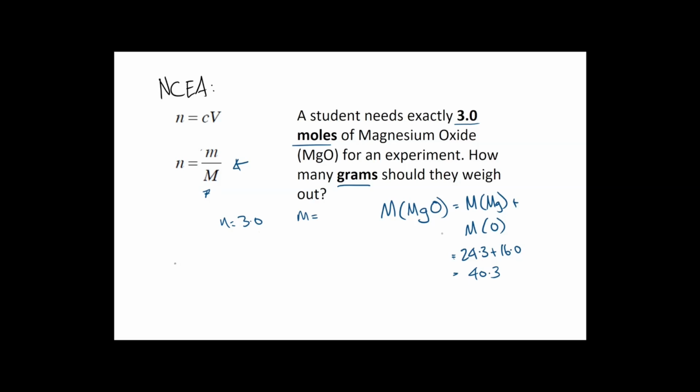Now we can solve for M. So N equals little n over big M. So 3 is going to be equal to the mass, which is unknown, divided by 40.3. And now we want to multiply both sides by 40.3. It's now an algebra problem. So M is going to be equal to 3 times 40.3. And that's going to be, so 3 times 40 is 120. 3 times 0.3 is 0.9. So 120.9 grams. And that's that one done.